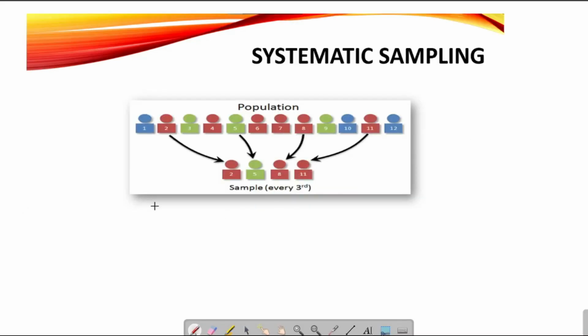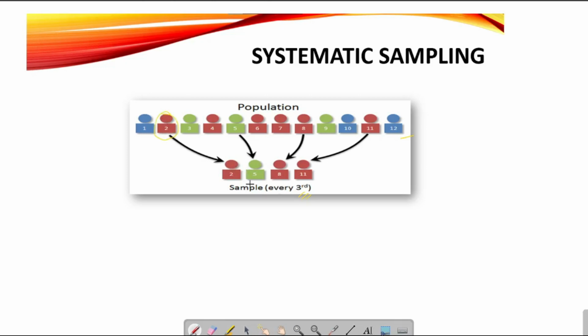So, tignan niyo itong halimbawa. Meron tayong population of 12. Let's say 12 respondents ito. Ngayon, ang ating isaset na interval is 3. So let's say, for every third sample, yun yung ating magiging respondent. At tayo din ang magsiset ng ating starting respondent by random chance. So let's say, nag-start tayo sa 2.